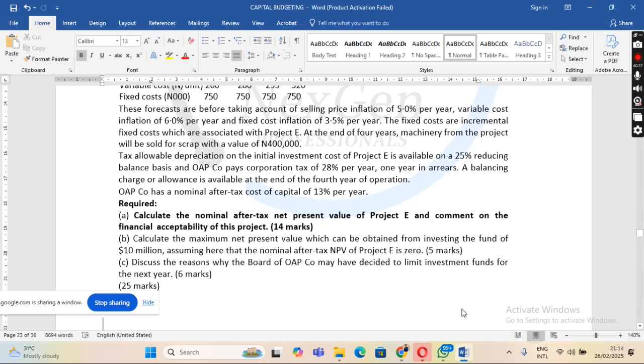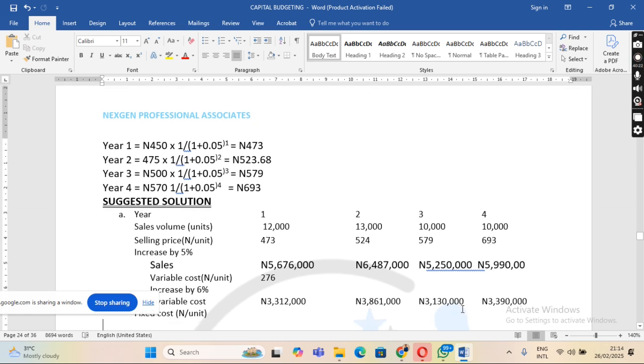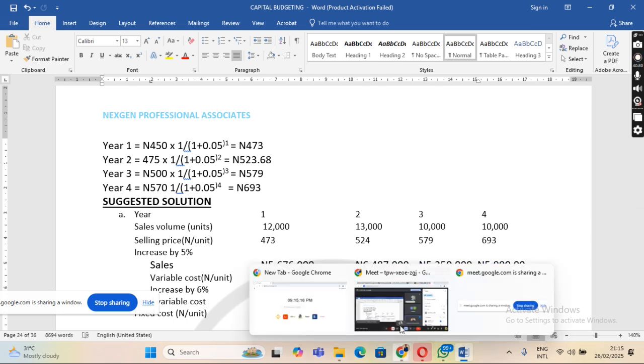Emmanuel. Yeah, good evening, sir. For year 1, for this variable cost, this 473, I don't know how you got there because I'm not getting 473. 473 selling price. I mean, 1 divided by the selling price, 1 divided by this raised to the power of 1 times 450. You didn't get 473? No, I'm getting 428.